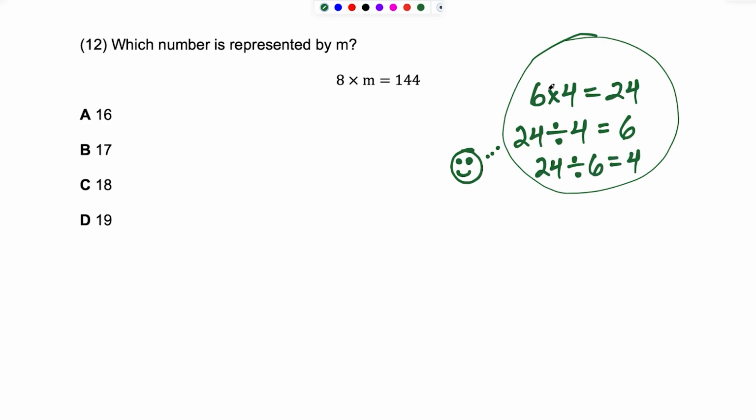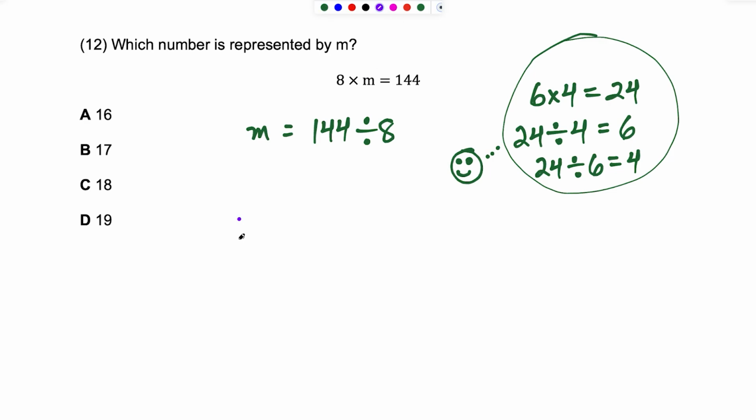Okay, so when you know a nice multiplication fact like this, 6 times 4 is 24, you could write 2 division facts based off that. So that's where my head goes for a question like this. If 8 times M equals 144, then we could say m is equal to 144 divided by 8. And now all we have to do is the long division.